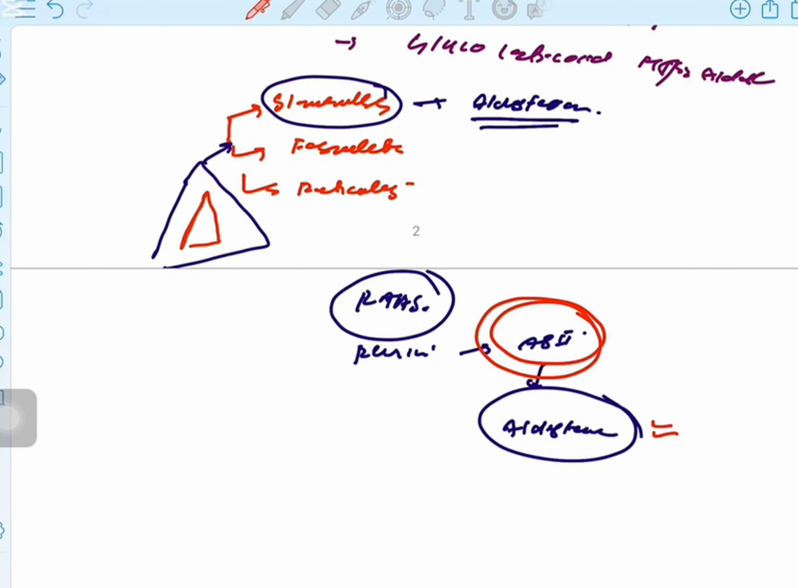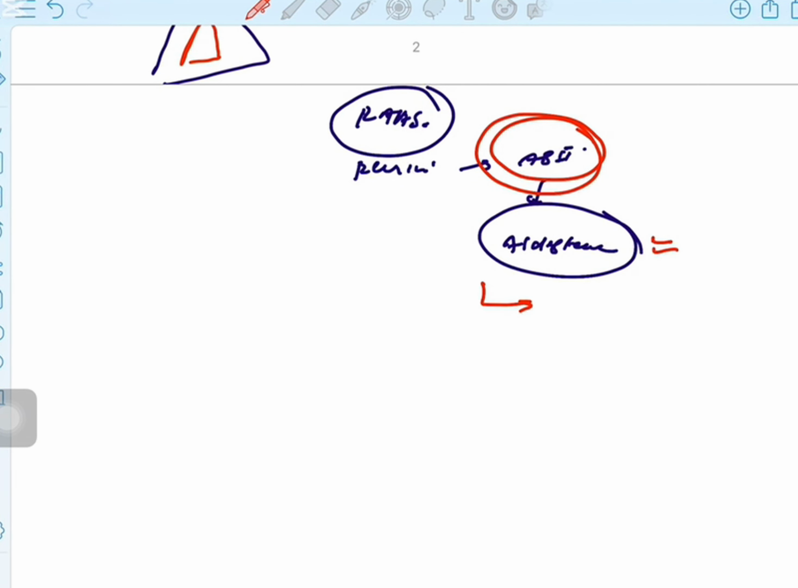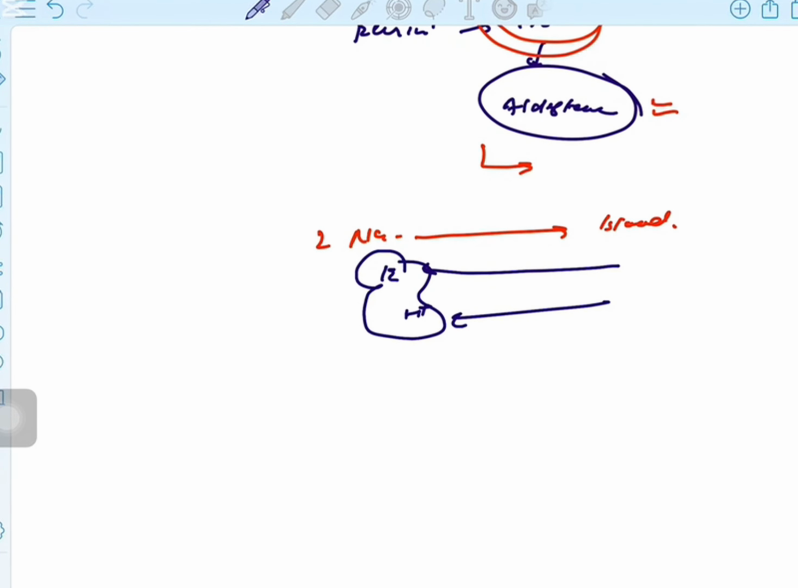When the aldosterone hormone is produced, what will it do? The normal function of aldosterone is to bring sodium from your collecting tubules into your blood. If this is the blood, it brings 2 sodium molecules into the blood, and it takes potassium and H plus from the blood and brings them into the kidney tubules. When potassium and H plus, the protons, come into the kidney tubules, they go into the urine. And when sodium goes into the blood, it can lead to hypernatremia. Hypernatremia means a high level of sodium.